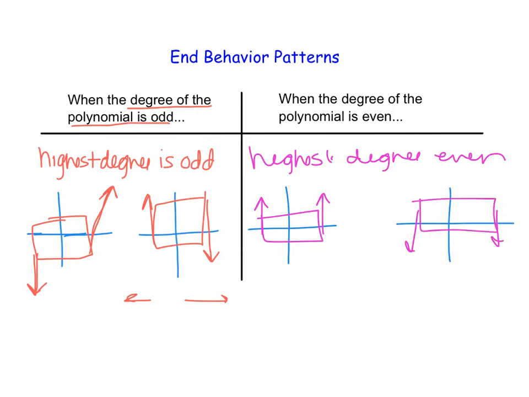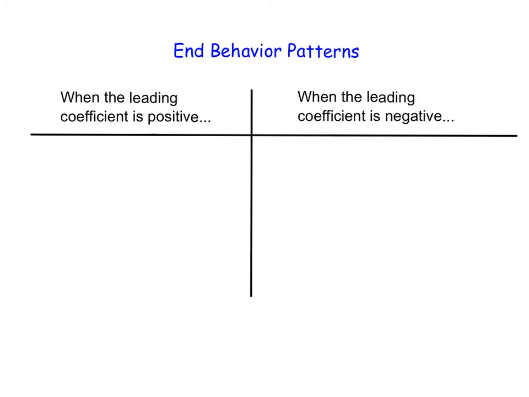So you can automatically make a prediction about what the end behavior of that graph is going to look like just by utilizing the odd and even function. So we're going to use this to our advantage as we start to predict end behavior patterns. Now the other cool thing about end behavior is that the leading coefficient actually tells us what the end on the right side of the graph is going to do.